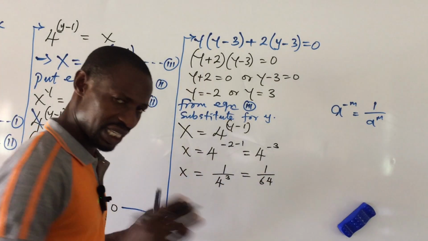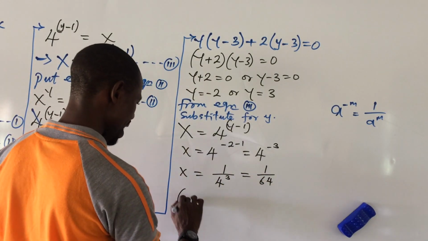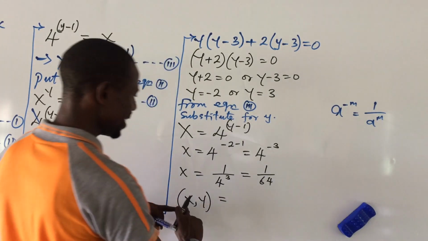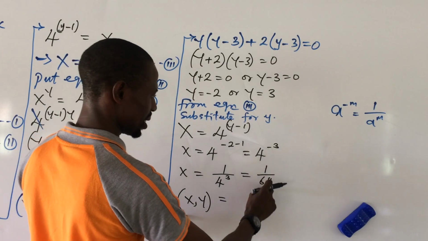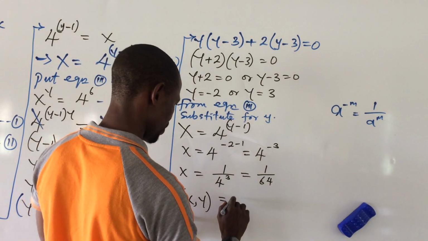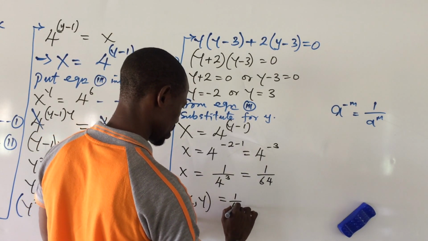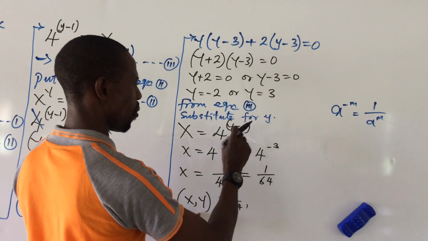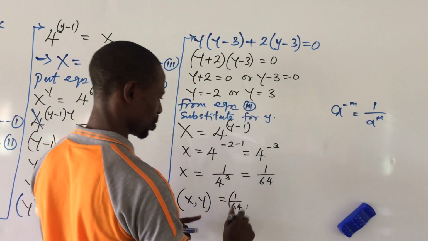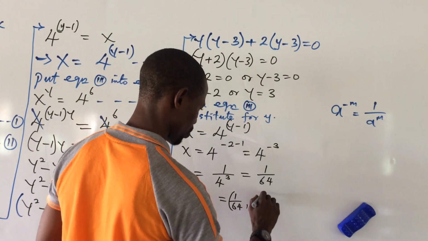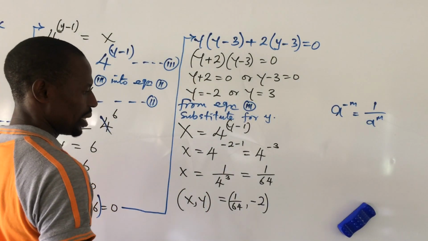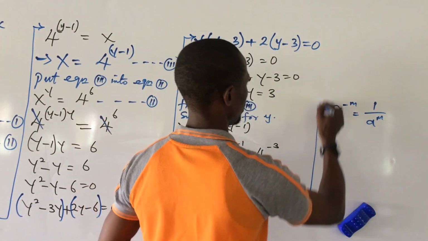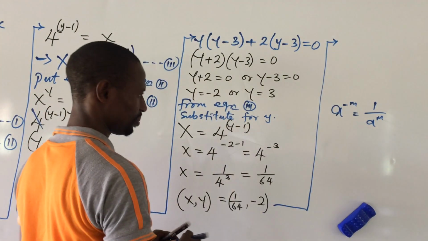So for the first case, we have here x, comma, y. When x is 1 all over 64, so I have here (1/64, comma, what is the value of y? Y is what? Minus 2. So I have here minus 2. Okay, now let us go ahead and solve for the other values.